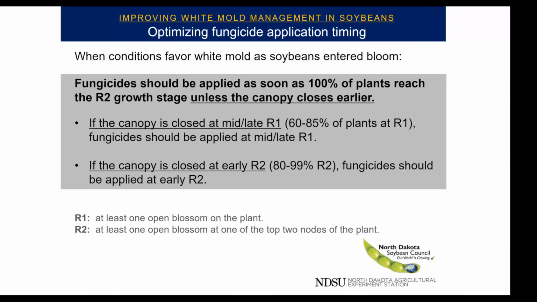Okay, the last thing about white mold I'll share with you is that timing is being optimized in many of these crops. Soybeans is one of them. And fungicides should be applied as soon as 100% of the plants reach the R2 growth stage unless the canopy closes earlier. So optimally, if the canopy is closed in that mid to late R1, you want to pull the trigger then. But if it's not, you want to wait till R2. And you don't want to wait till R3. By that time, you're going to miss the window. So timing is important, and coverage, the droplet sizes, the nozzles, that's all important too.